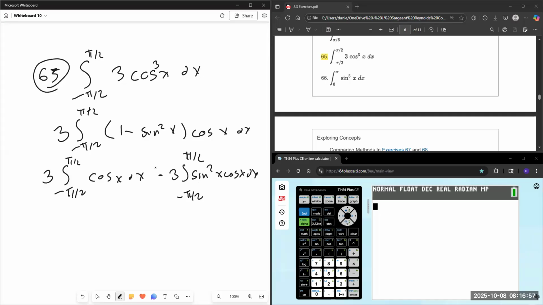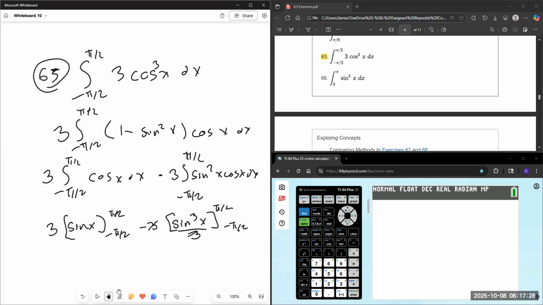Integral of cosine is sine, so this is 3 sine x, with sine x being evaluated from negative pi over 2 to pi over 2, minus 3, and then this needs to be derivative of sine is cosine, so that's good. Sine cubed x over 3, and then no plus c, because this is going to be evaluated from negative pi over 2 to pi over 2.